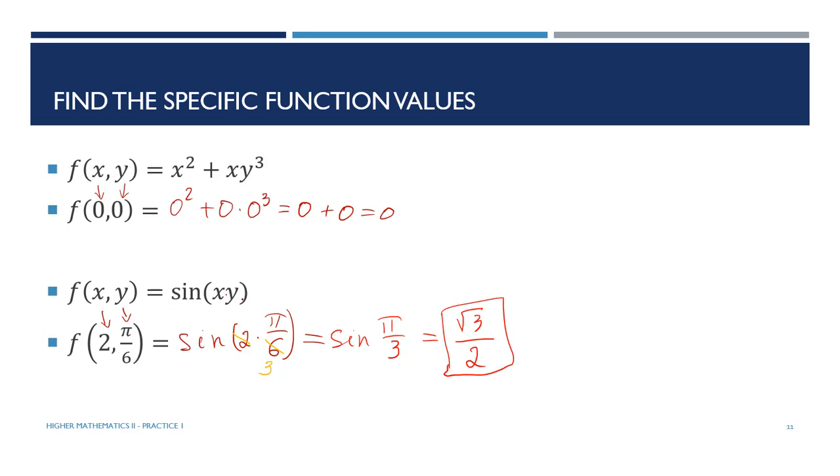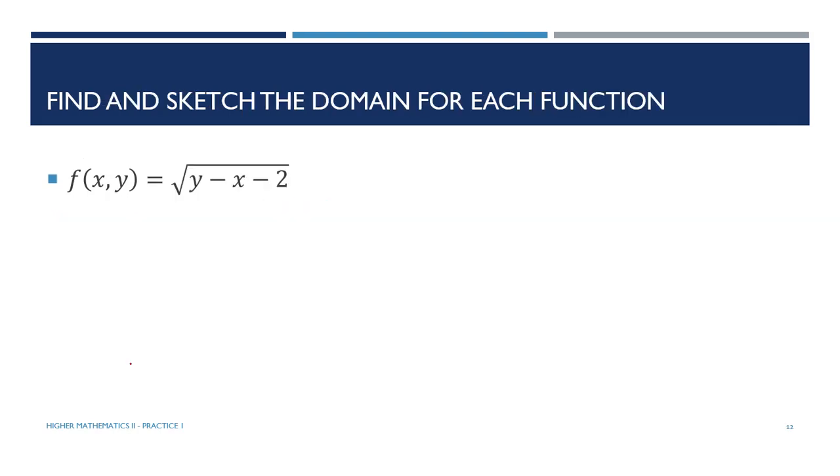Given a function of two variables, we identified the specific function value, which is f of 2 and pi over 6. Let's move further. Find and sketch the domain for each function. So we have just one function here. First of all, try to find the domain. The given function is a square root, so the expression under the root must be positive, maybe 0. Y minus x minus 2 greater than or equal to 0.